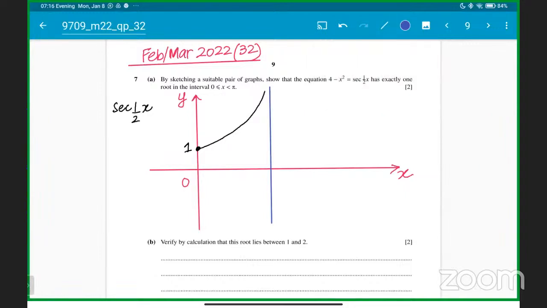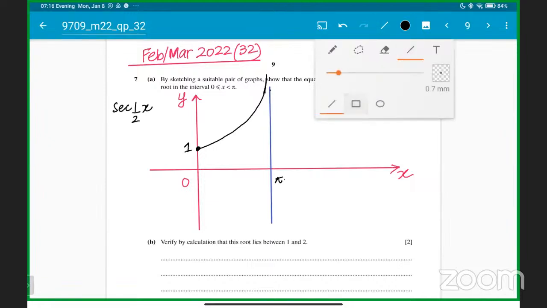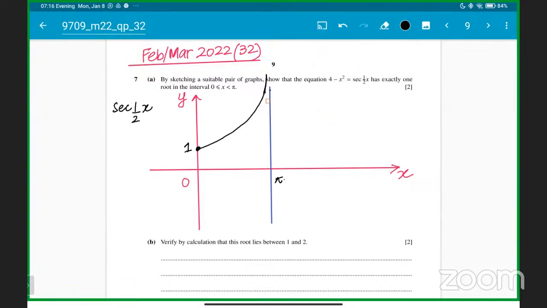So here we go. It will not be touching it. It will be just going like this with that. Okay, understanding? Clear, everyone? So this is pi here, and this is the asymptote line for the sec half x graph. Okay, for the sec half x graph, it is the asymptote line. Clear on this? Any questions?